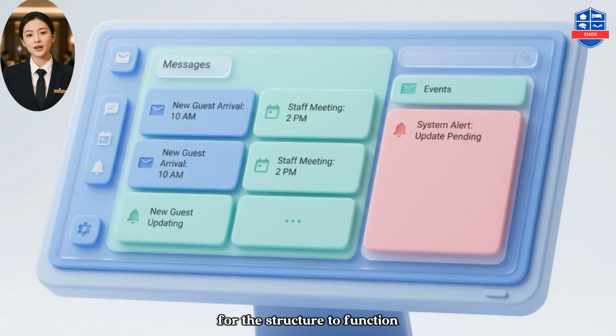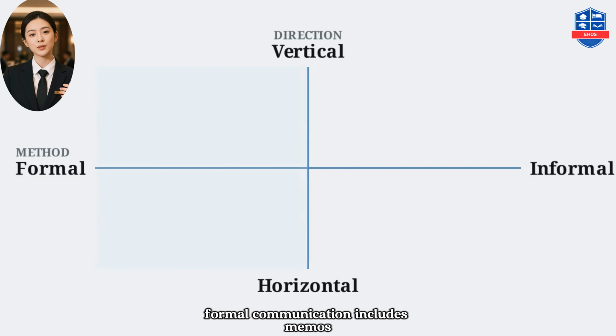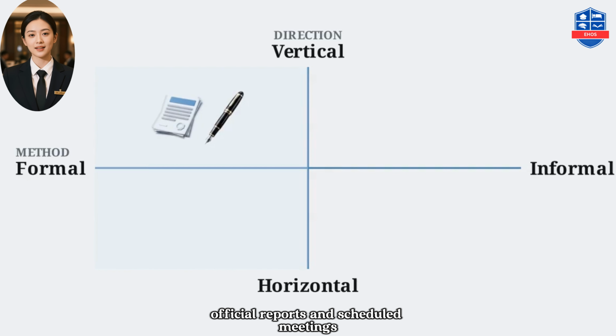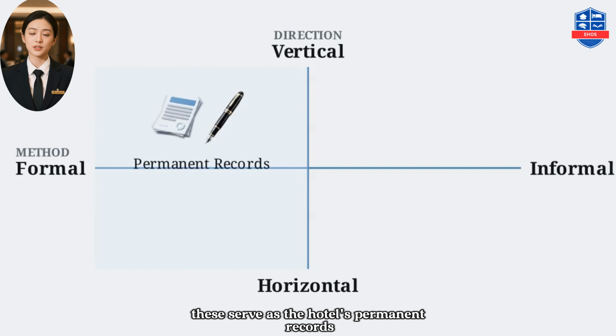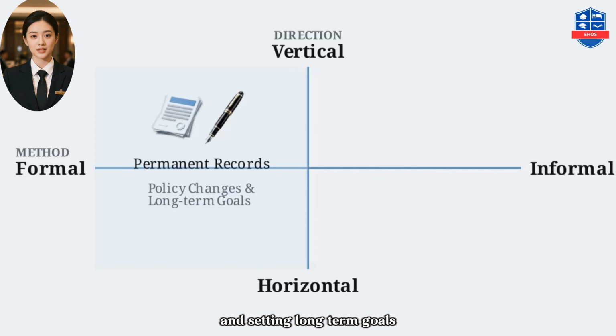For the structure to function, the channels of communication must be used appropriately for their specific purposes. Formal communication includes memos, official reports, and scheduled meetings. These serve as the hotel's permanent records. These channels are used for documenting policy changes and setting long-term goals.